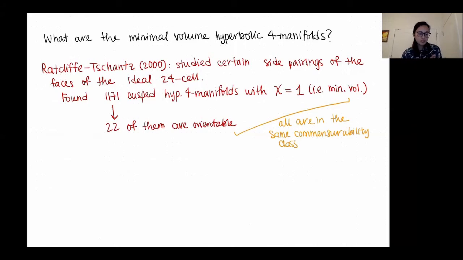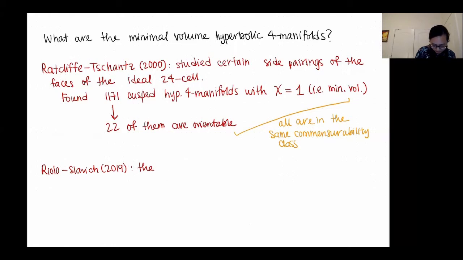So this led to the question of whether it must be that all minimal volume hyperbolic four-manifolds have to be in the same commensurability class, but this was recently answered as a no. So let me say here, this is work of Riolo and Slavic in 2019, so this is very recent. So they showed that there is at least one other commensurability class.